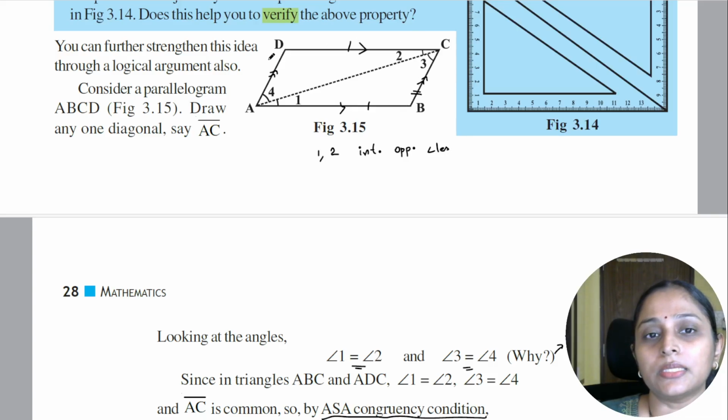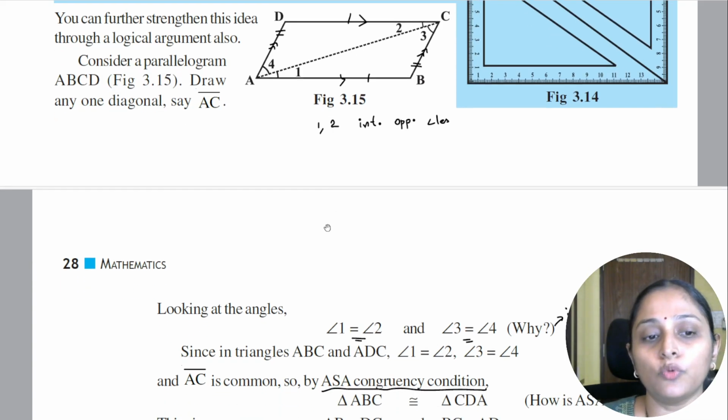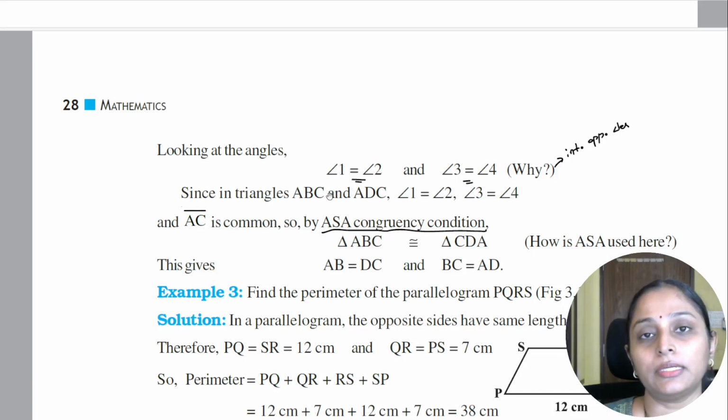Similarly, BC is equal to AD. Therefore, we have our proof for the property that opposite sides of a parallelogram are equal in length.